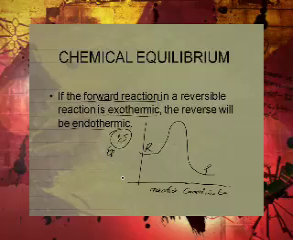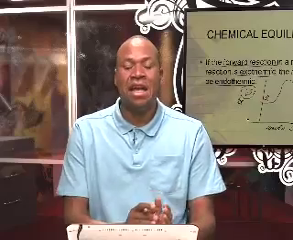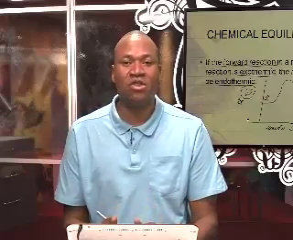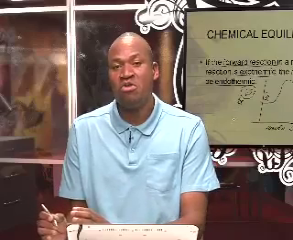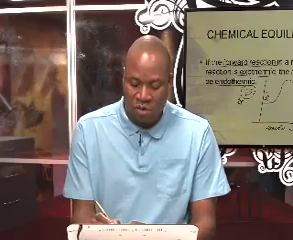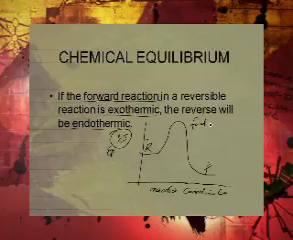This graph here, by me looking at it, I can see that going forward, this is an exothermic reaction because the energy of the product is less than the energy of the reactants there. So it's an exothermic reaction to the right, forward. So your forward reaction is exothermic. Then the reverse reaction has to be endothermic.